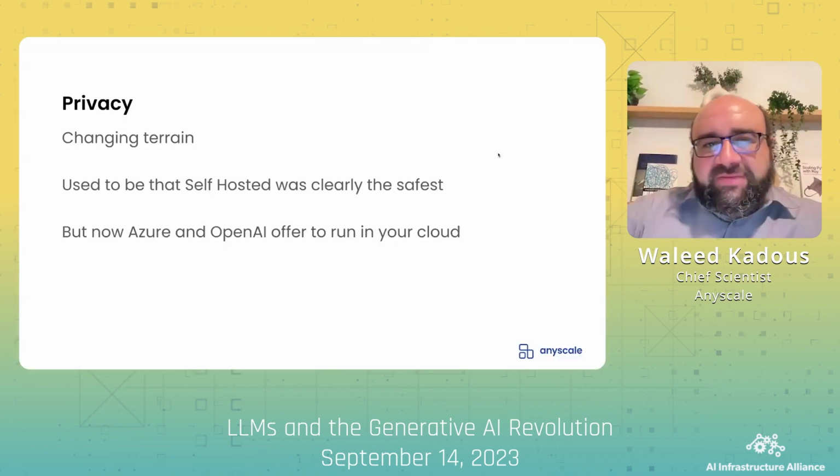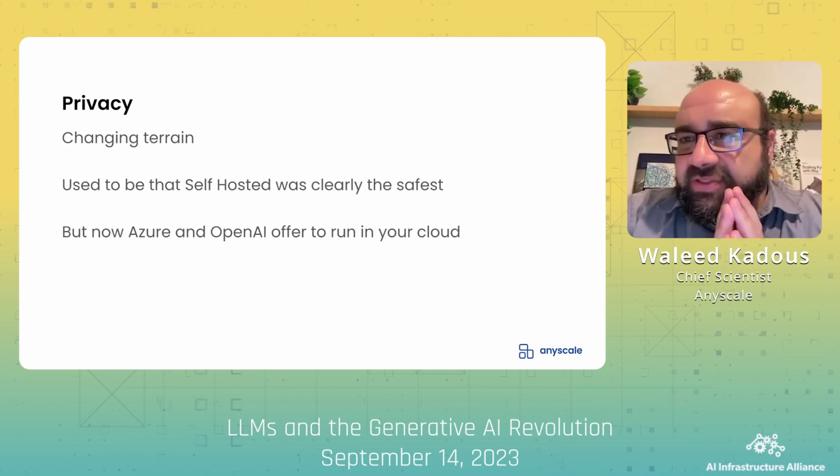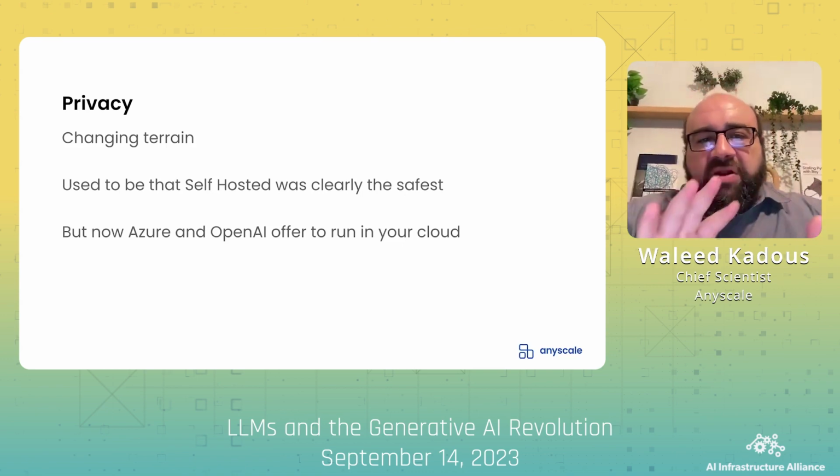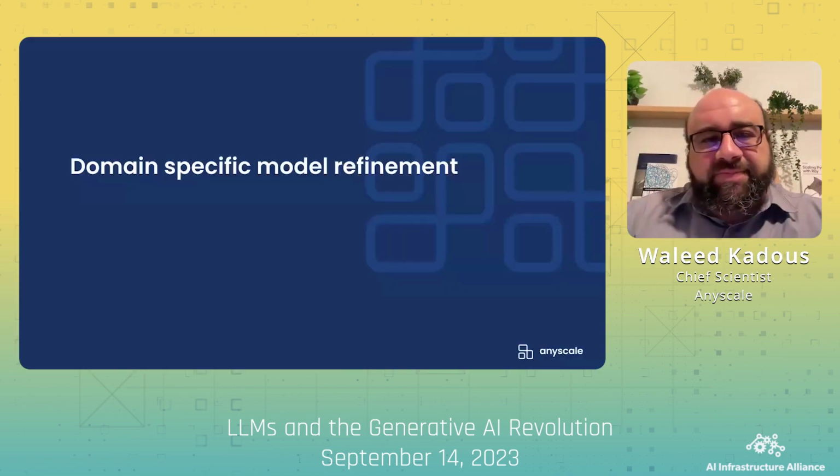And finally, privacy. The privacy issue used to be clear. It used to be that commercial models were not very private and self-hosted was the most private. But that area is now getting a lot murkier, with OpenAI giving you the ability to run LLMs in your own infrastructure, in your own cloud.